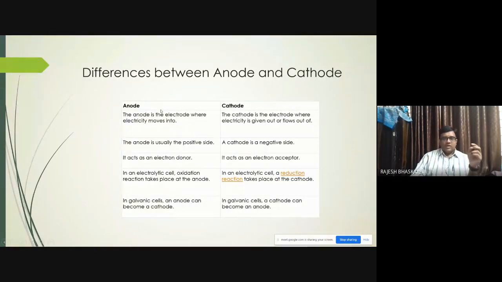Now anode is the electrode where electricity moves into. So what does it mean? Electricity moves into means electrons are received. In an anode, electrons are received, and in a cathode, electrons are released or flow out. So mostly cathodes are negative, and anode is usually the positive side. Most of the cases anode is positive, that means positive electrode, and in most of the cases cathode is negative electrode, and it acts as an electron donor.